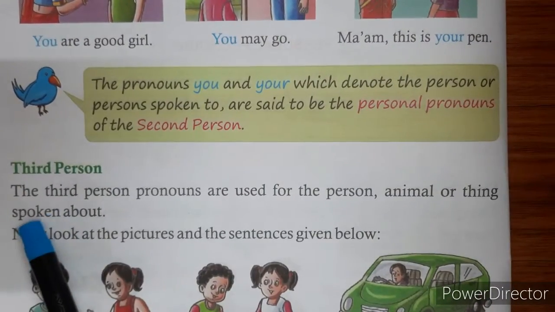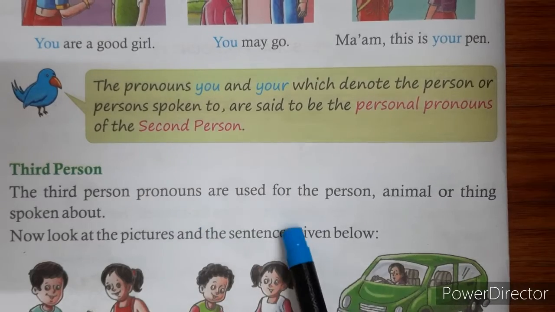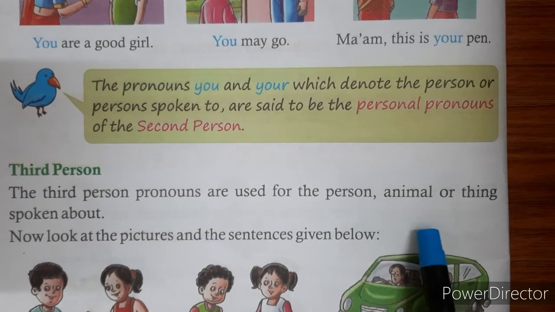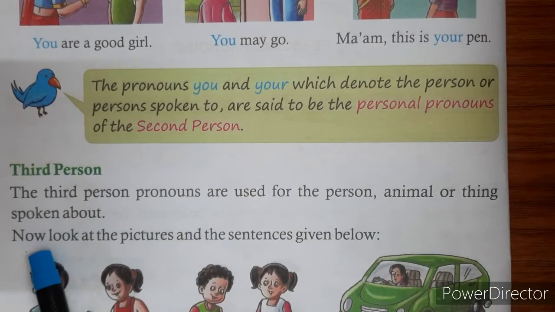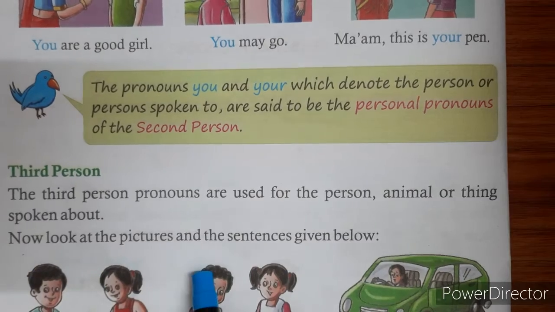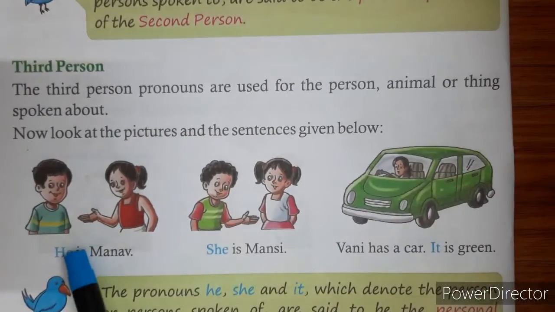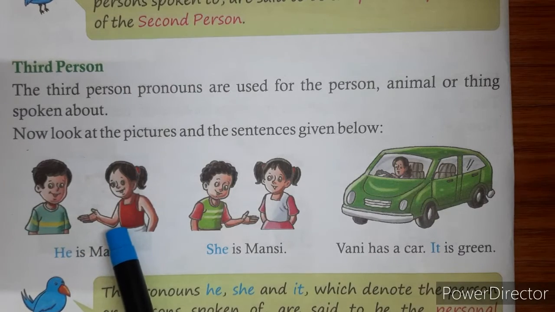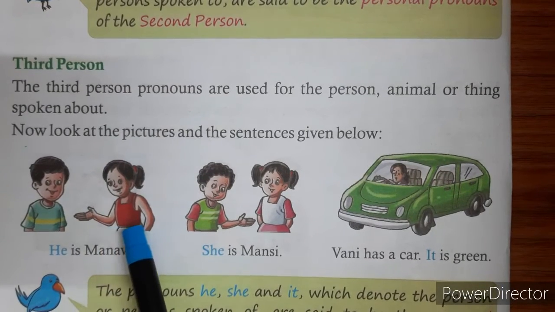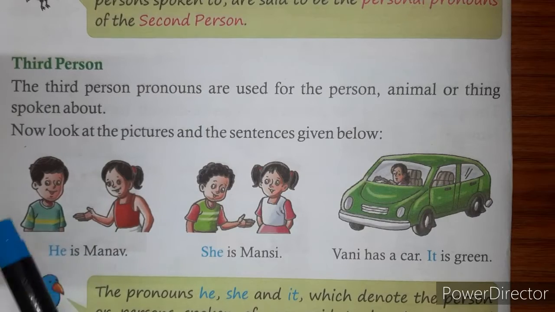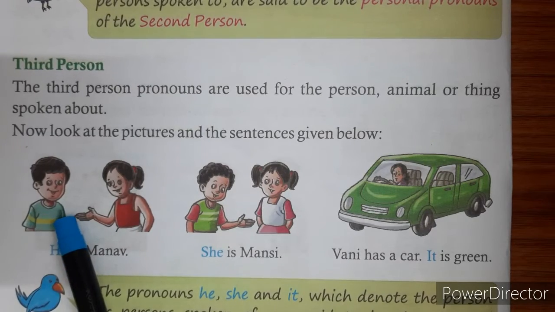Third person. The third person pronouns are used for the person, animal or thing spoken about. Now look at the pictures and the sentences given below. He is Manav. So who is speaking? The girl. She says that he is Manav.